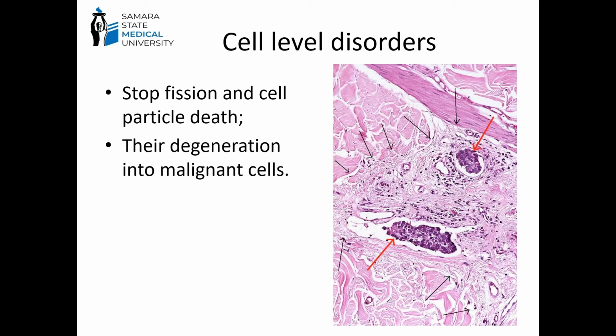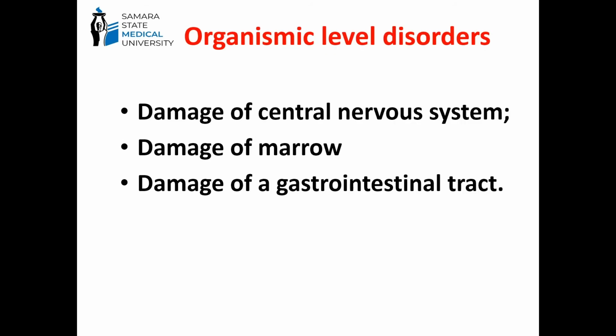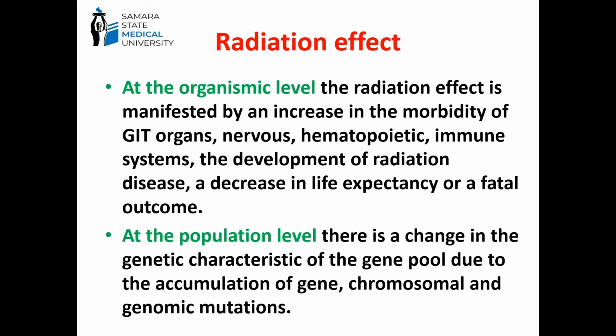Cell-level disorders are stopped division and cell death or their degeneration into malignant cells. Organismic level disorders include damage of the central nervous system, damage of bone marrow, and damage of the gastrointestinal tract. Also, at the organismic level, the radiation effect is manifested by an increase of the morbidity of gastrointestinal tract organs, nerves, hematopoietic and immune systems, the development of radiation disease, a decrease in life expectancy or fatal outcome.